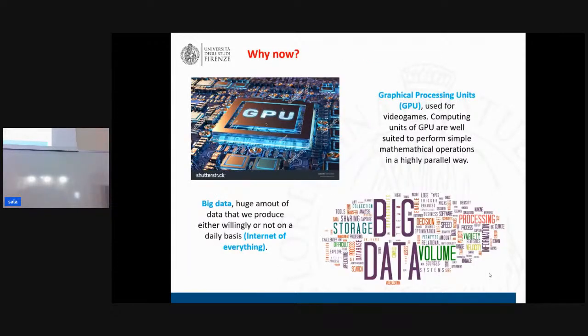So, skipping through it, why now? Because we have a lot of power, mostly in the form of graphical processing units, which are extremely good at handling the calculations, the matrix-vector multiplications, that we need for machine learning, and because we have a lot of data, but you know that.